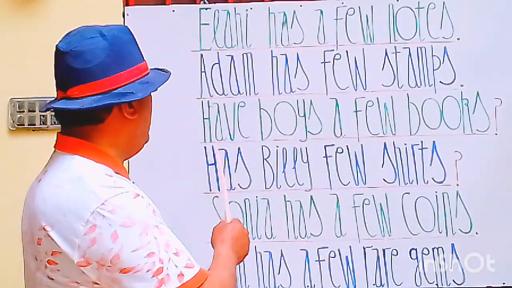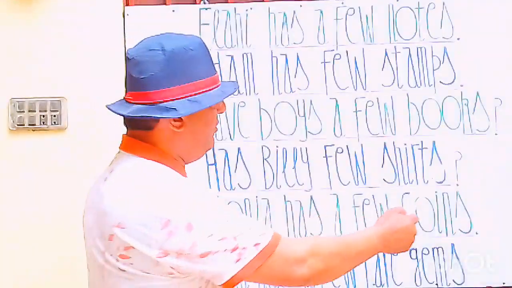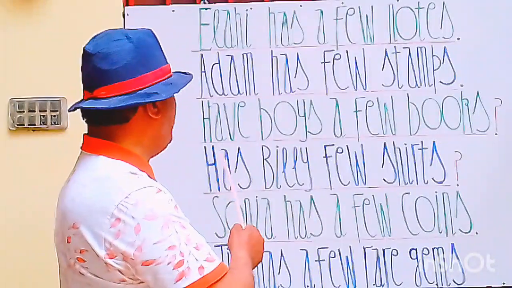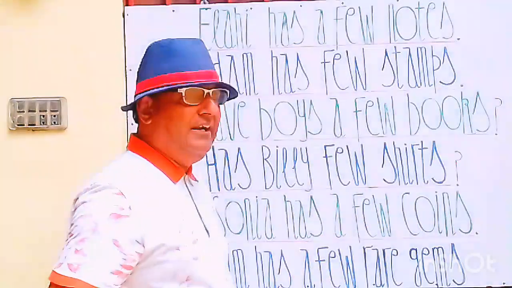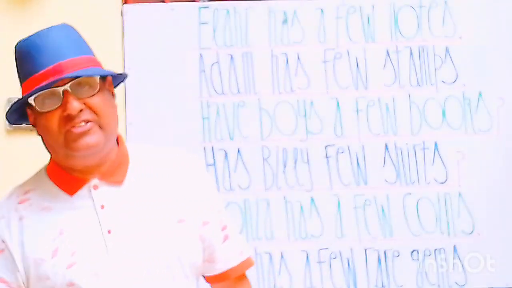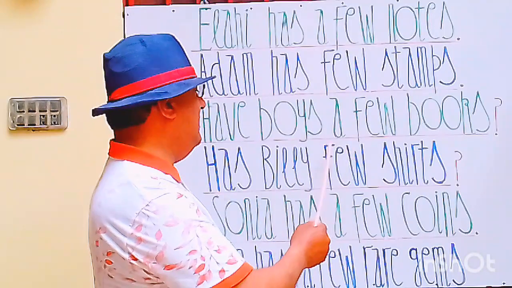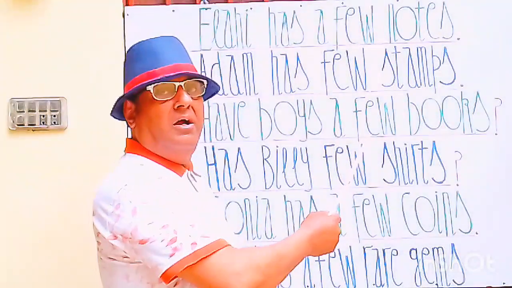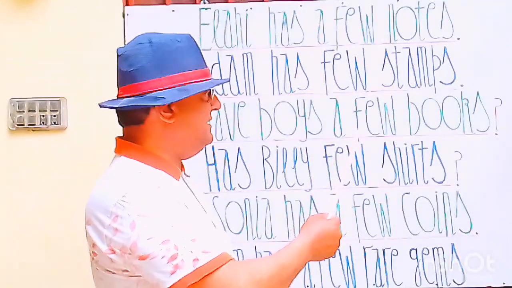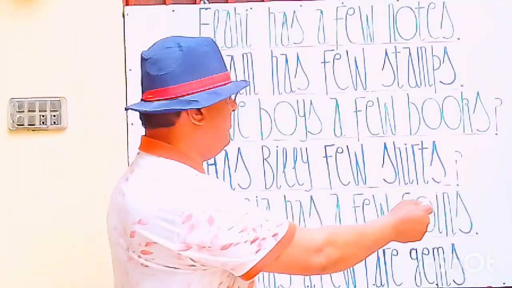Next one is have boys a few books. Have boys a few books. Interrogative sign. This is an interrogative statement, and you see again determiner a few is reflecting, telling us about the number of books. So have boys a few books.